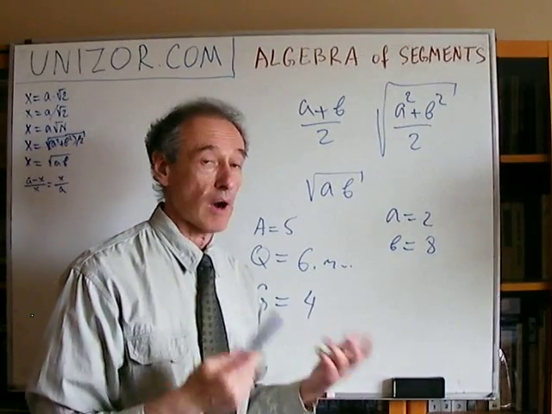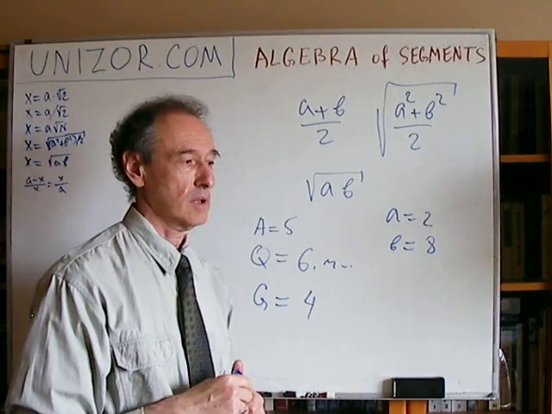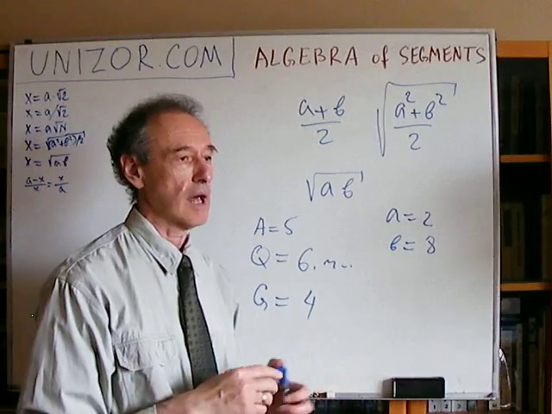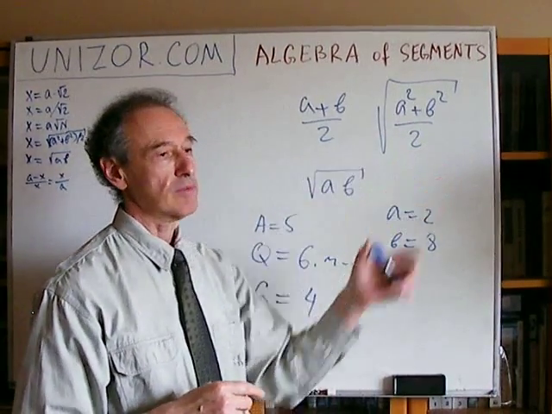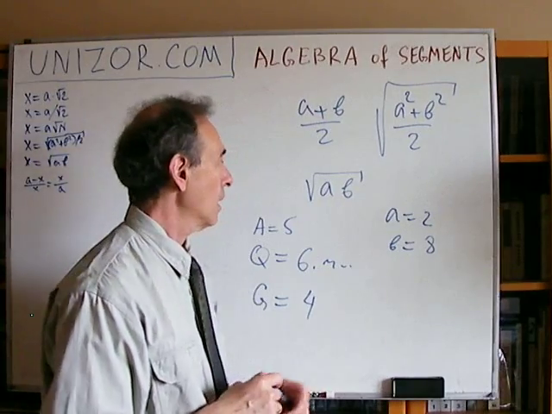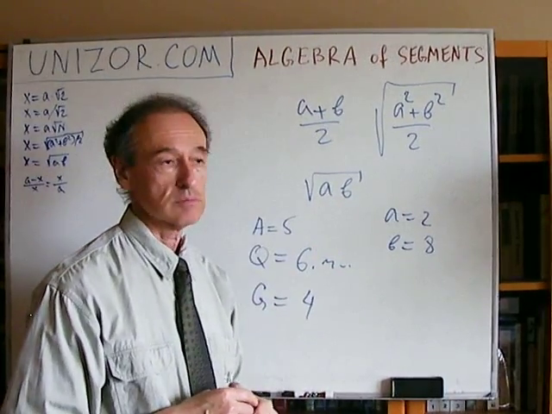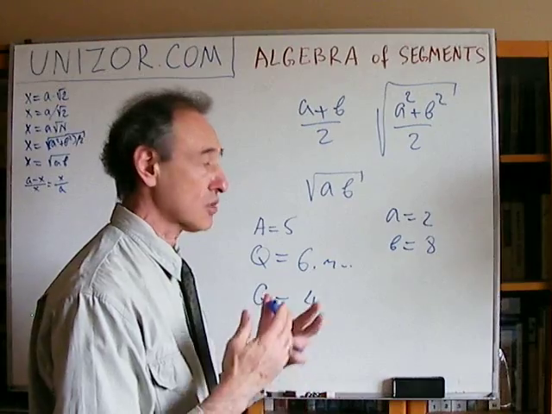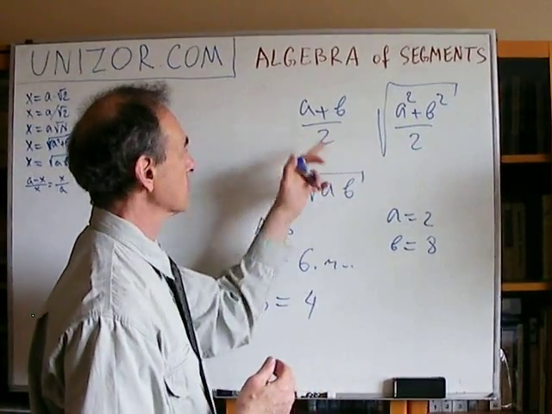Arithmetic average is more often encountered in real life. This type of average is more applicable to some statistical calculations. This is rarely used, but in any case, it does exist. It's called geometric, quadratic, and arithmetic average.